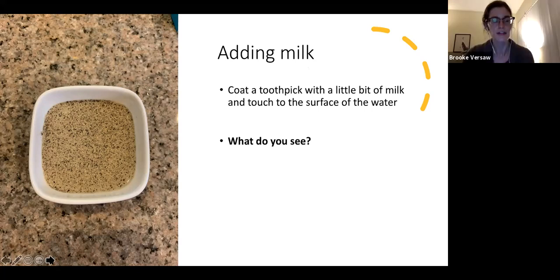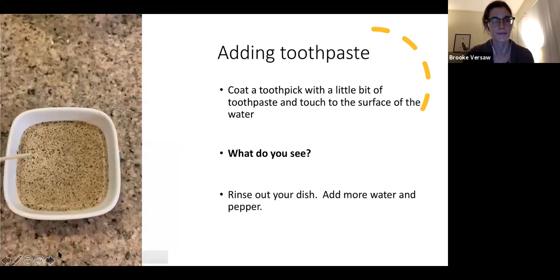All right, you guys, we're going to try one last thing. This time we're going to try adding toothpaste. So go ahead and coat a toothpick with just a little bit of toothpaste. I know it's sticky, and then touch it to the water. And again, think about what you're going to see before you do it and see if it matches up. I will warn you that this particular test is a little bit trickier. I tried this with a couple of different brands of toothpaste and actually got different results depending.